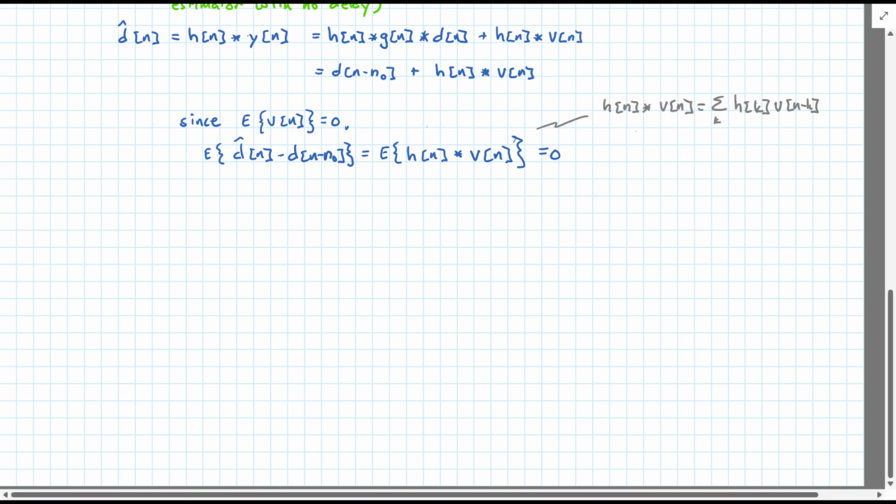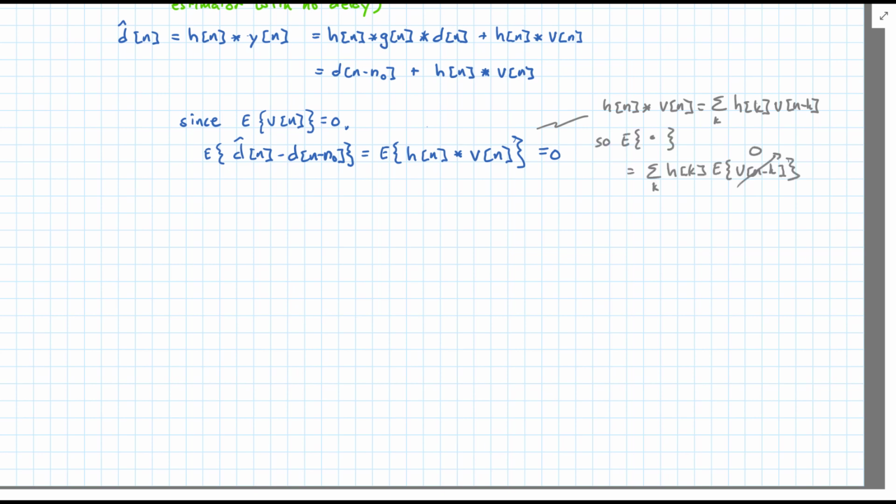And you can see that by writing out the argument of the expectation, which is h of n convolved with v of n. And we can write that as a sum. And the expectation will flow through the sum because of the linearity of expectations, giving us an expected value of v on the inside, which is 0. So this whole term is going to be equal to 0, and that's great.